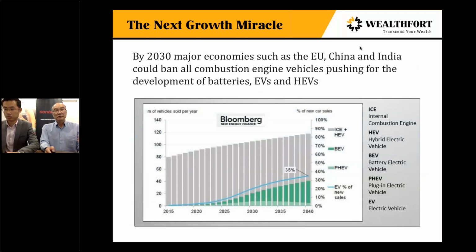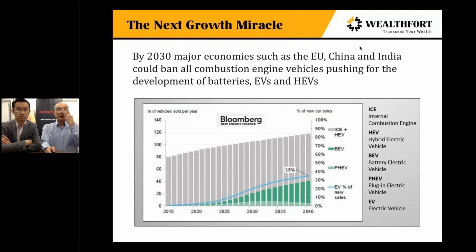Another thing you should take note of is that by 2030, major economies such as the EU, China, and India could ban all combustion engine vehicles, pushing for the development of batteries, electric vehicles, and hybrid electric vehicles. You can see in this chart that by 2040, electric vehicles will constitute 35% of total vehicles. So that is tremendous growth.